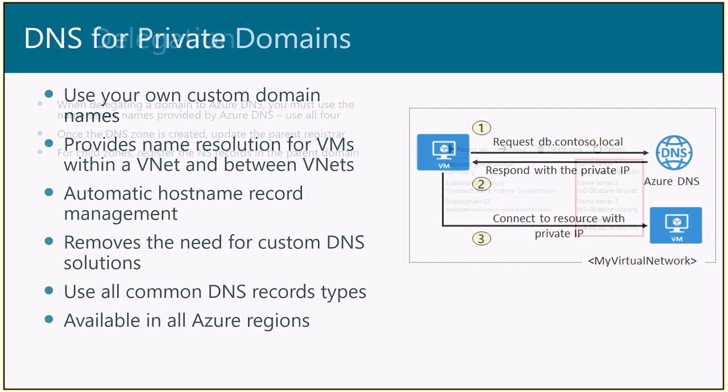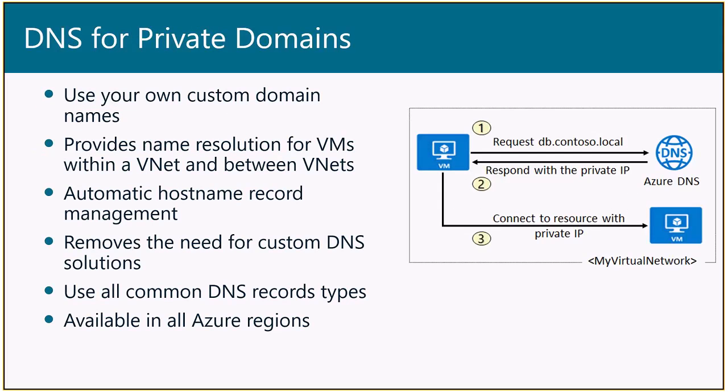Then we also have DNS for private domains. You can also use your custom domain, as we talked about earlier. It provides name resolution for VMs within a VNet and between virtual networks, with automatic host name record management. It removes the need for a custom DNS solution. If you're using a private domain, it normally stays within your organization only, so you're not going out to the internet.